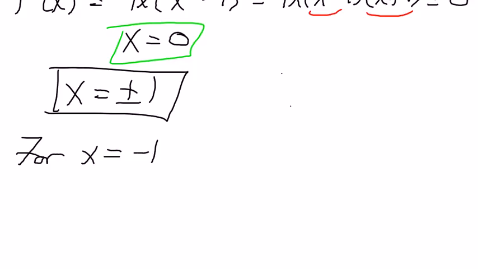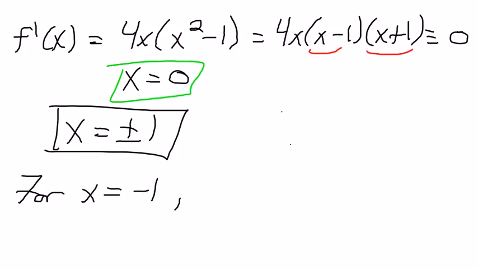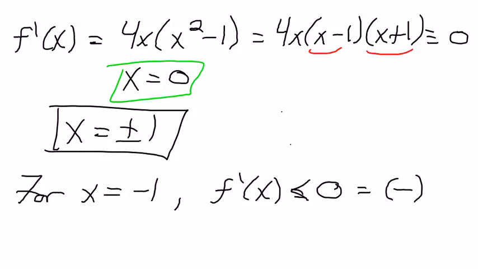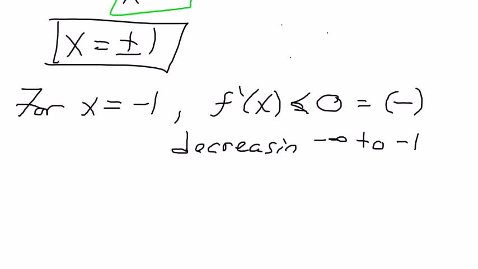So for x equal to negative 1, let's start off. When you plug that in, any number between negative 1 and negative infinity is going to end up giving f prime of x to be less than 0, a negative number. So that means it's going to be decreasing from negative infinity to negative 1. That's both equal to x, by the way.